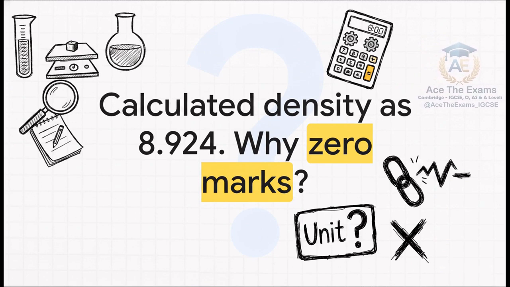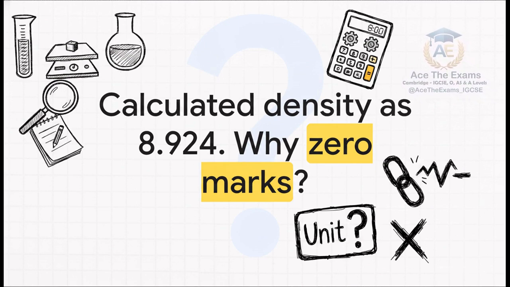Why? Well, it's because of 2 fatal errors, combining early rounding and missing the final units. Writing 8.924 means absolutely nothing in physics without a unit like grams per cubic centimeter attached to it. Furthermore, if the raw data was only provided to, say, 2 significant figures, giving an answer to 4 significant figures demonstrates a total lack of understanding of uncertainty. This single, cold-open mistake is honestly the fastest way to drop an entire grade boundary in your 0625 exam.